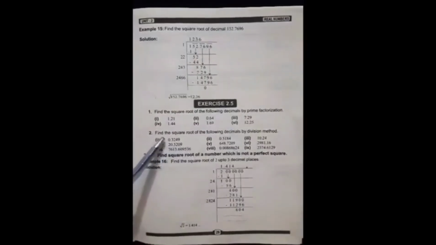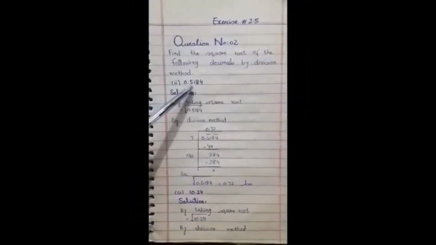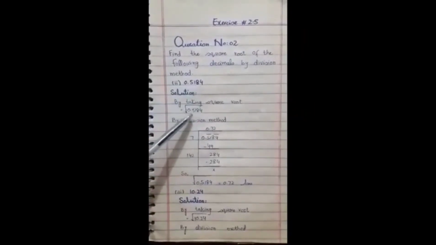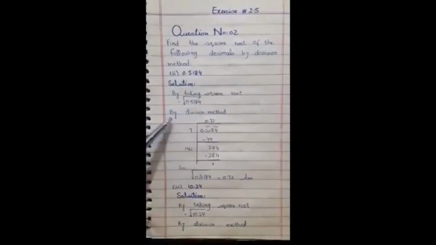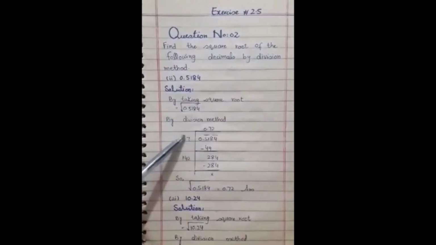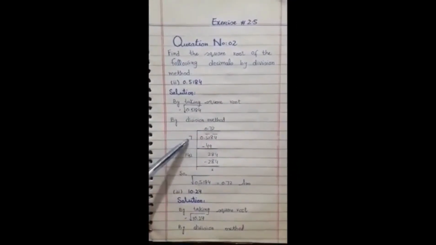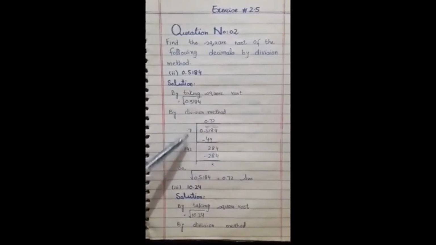Exercise 2.5, question number 2. Find the square root of the following decimal by division method. So next we have the value 0.5184, by taking under root of 0.5184, and then by division method, firstly we make pairs and then place a zero and decimal in the quotient, and then take a value which is the same for quotient and divisor. So 7 7s are 49, subtract 49 from 51 and the answer is 2. Bring down the pair which is 84 and then double the value 7 which is 14 now, and take another digit with 14 which is the same for quotient and divisor.